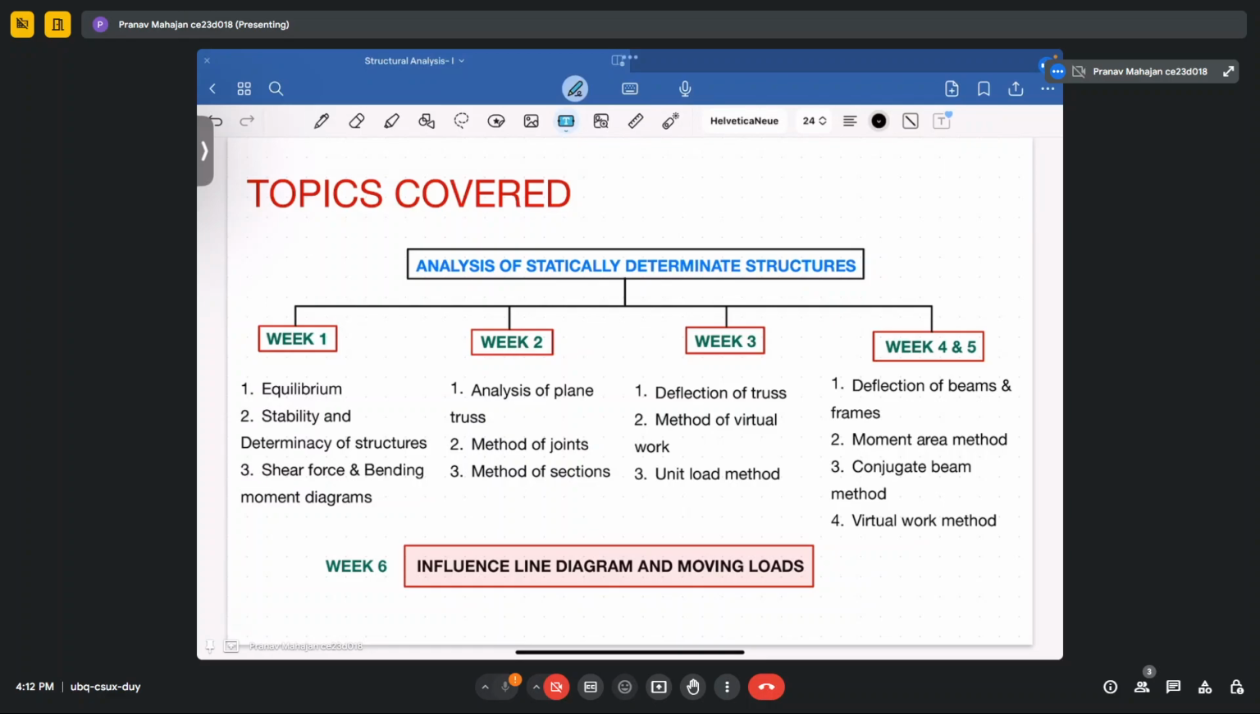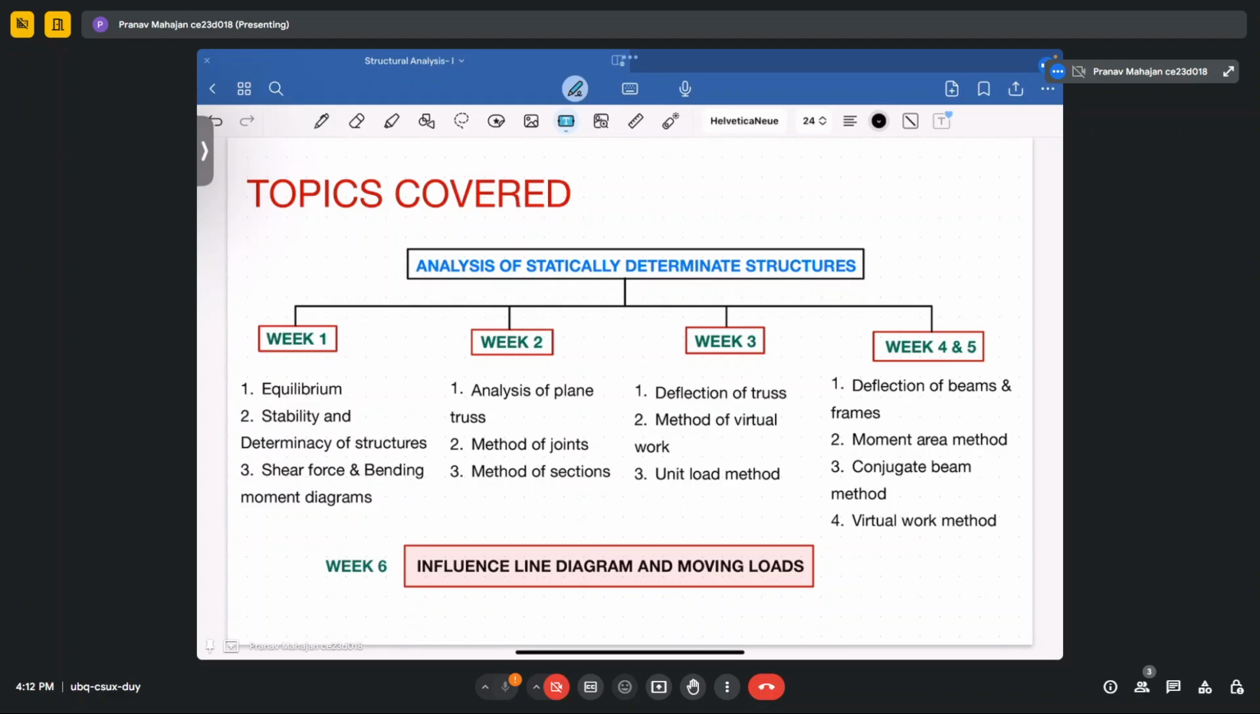So we have seen that in a roller support we have one vertical restraint, whereas in a hinge support we have two restraints, in the horizontal as well as the vertical direction, whereas in a fixed support we have three restraints: horizontal restraint, vertical restraint, as well as rotation restraint. Then we proceeded further to the analysis of beams.